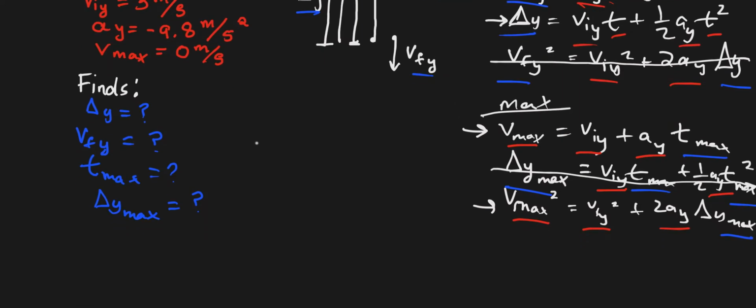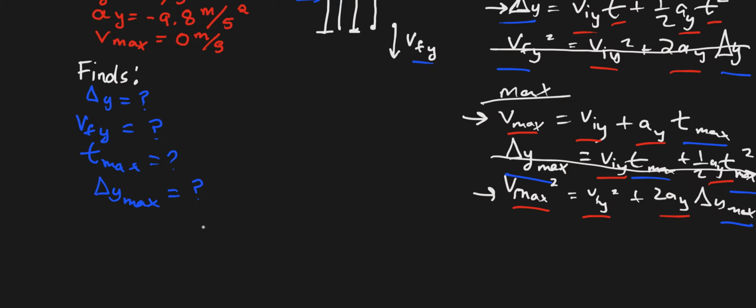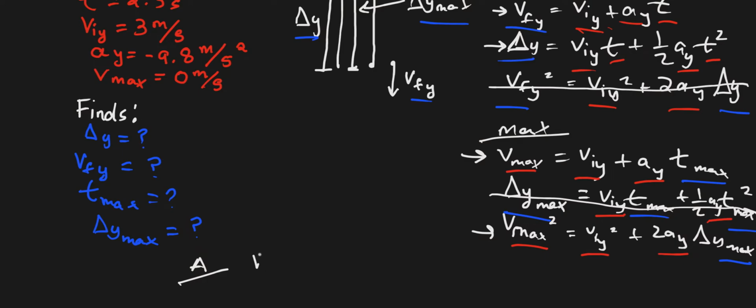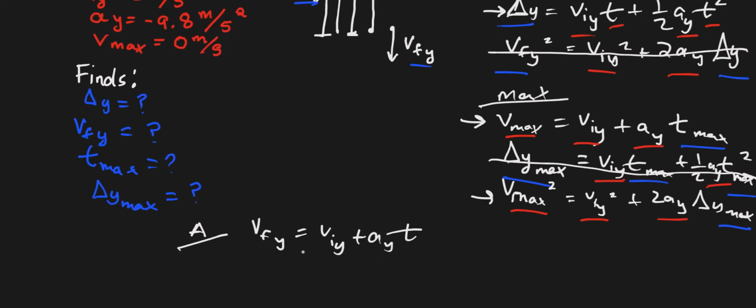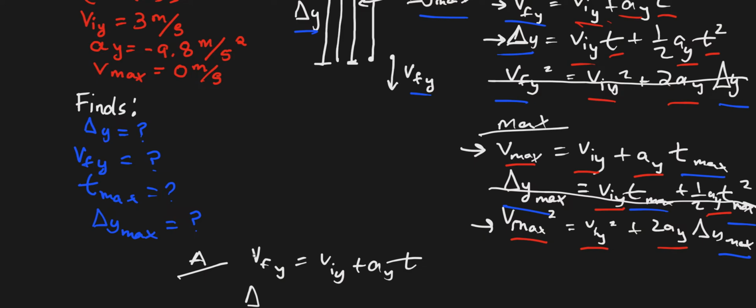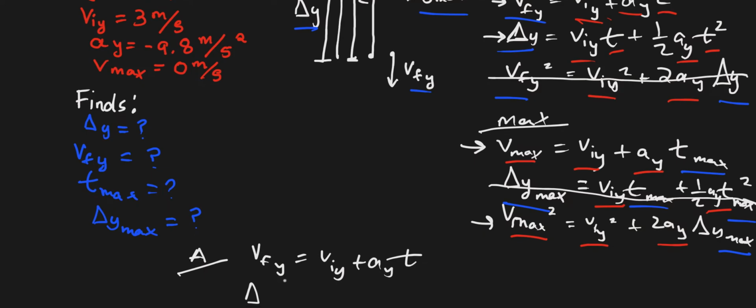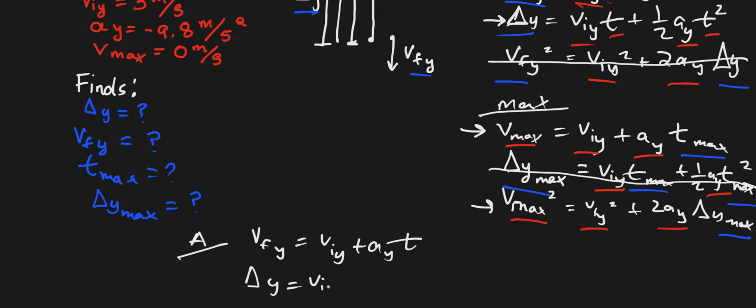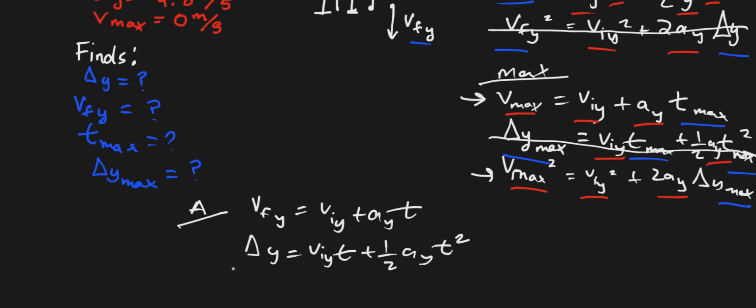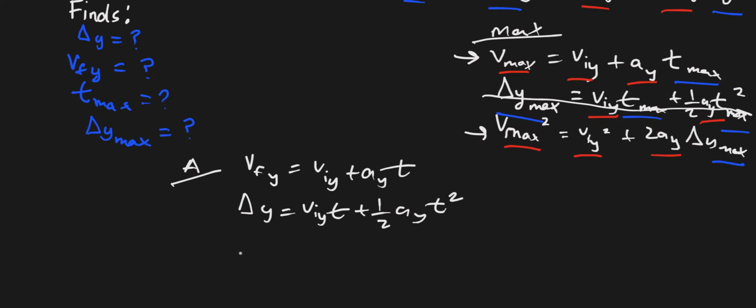Let me go to the algebra step now. This video is getting kind of long, but this is an interesting video. It's kind of helpful to visualize. So this is equal to v initial y plus acceleration y times t. This is our first one. No manipulations needed whatsoever. Delta y is equal to v initial y times t plus a half a y t squared. Same with this one, we don't have any manipulations, but for the max equations, we might.